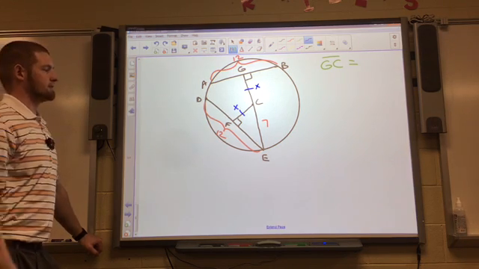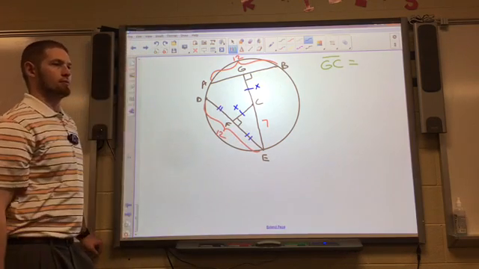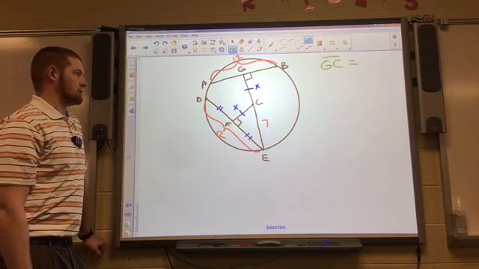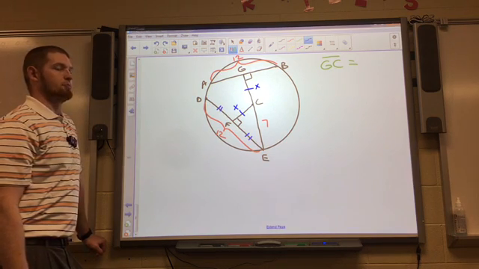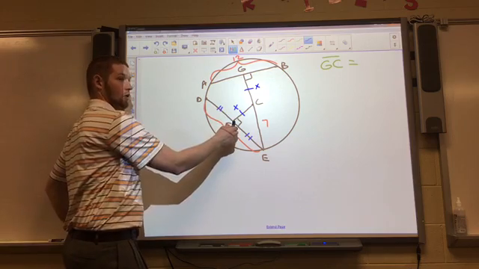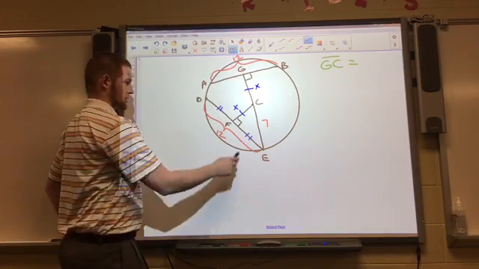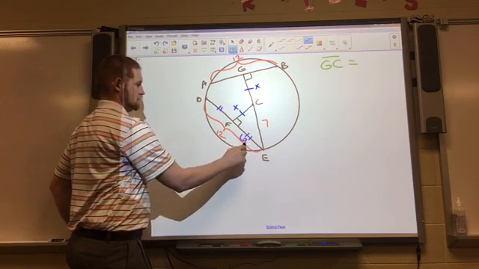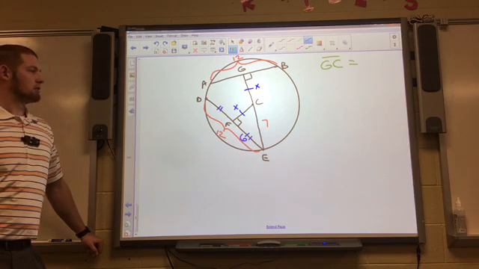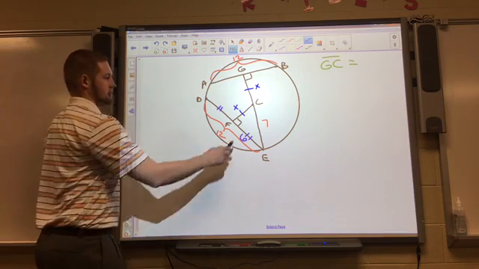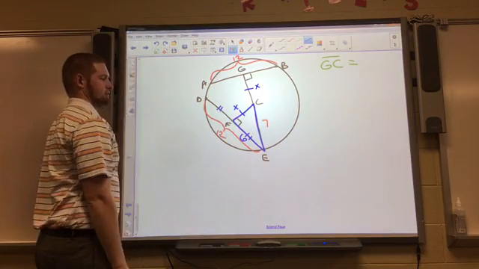Why is DF congruent to FE? Because that diameter is doing what? It's perpendicular to a chord, which means that it must bisect it, right? So what is FE? Do I have enough information to find that, Jacob? I can do Pythagorean theorem now with this right triangle, correct? Set that up for us, please, Jacob.